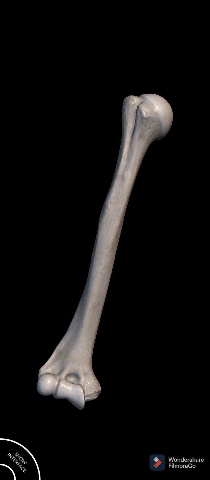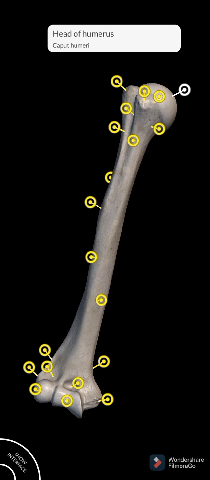This is the anatomical position of the humerus. This is the head of the humerus that forms a joint with the glenoid cavity of the scapula. Thus, the humerus and glenoid cavity together form the glenohumeral joint.